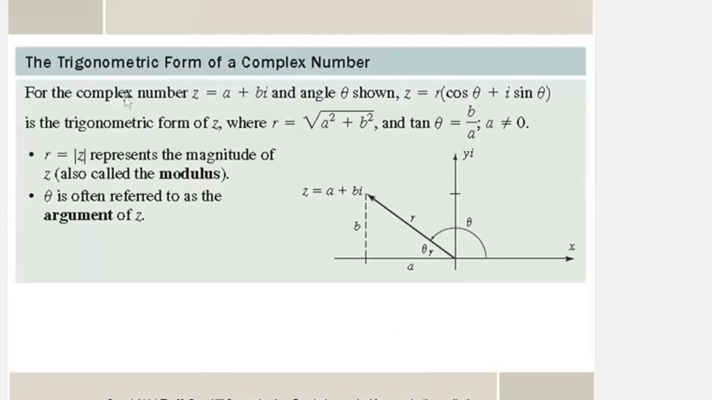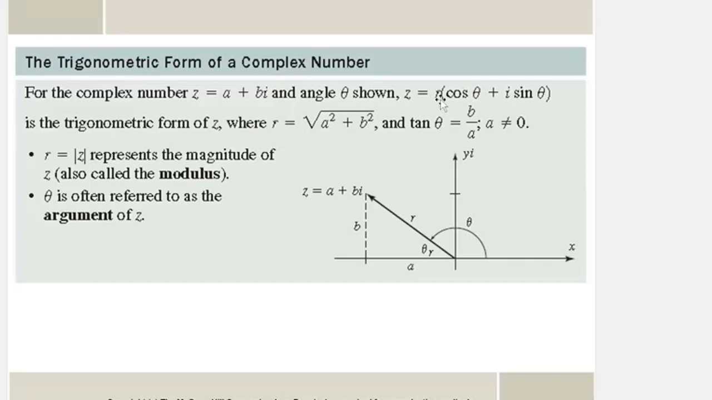Trigonometric form of a complex number. We have a complex number z equals a plus bi, and we have the angle theta. This is exactly what we were doing with rectangular and polar. This is the trigonometric form. This would be the rectangular form in our book, because we would be able to evaluate this. This would turn into a rectangular form. That's the trigonometric form of z.